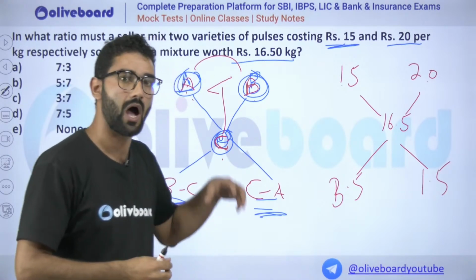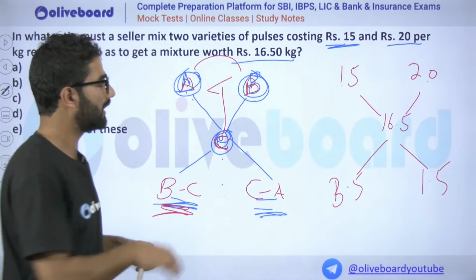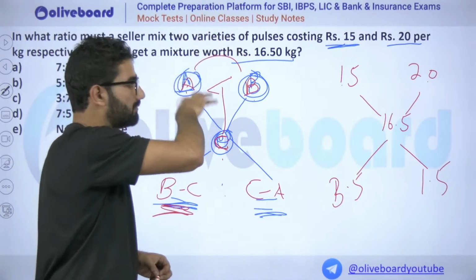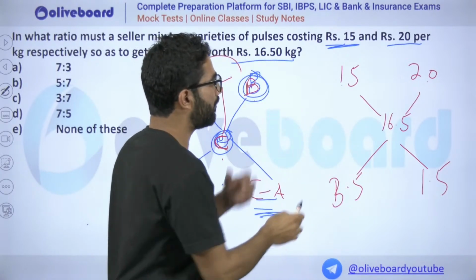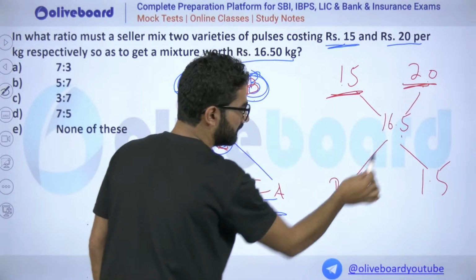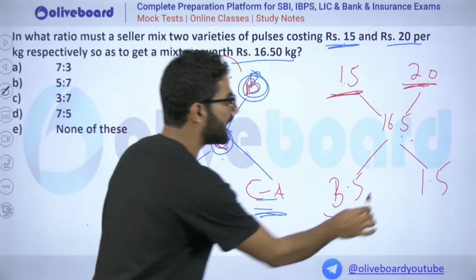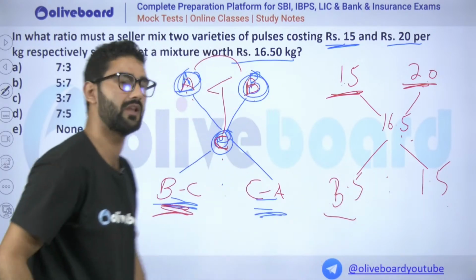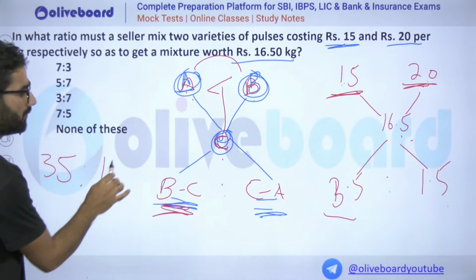I have just told you how to tackle this question by the alligation method. The alligation method says if these quantities are given, 15, 20, you can do one thing. This quantity is given, this quantity is given, this minus this will be this one, this minus this will be this one. Now you have to find the ratio between 3.5 and 15. You can easily find the ratio between 35 and 15.